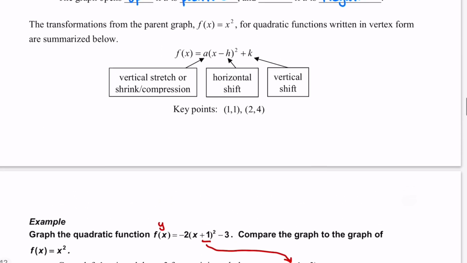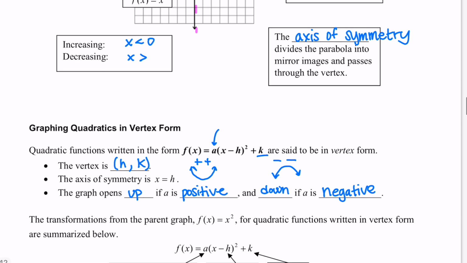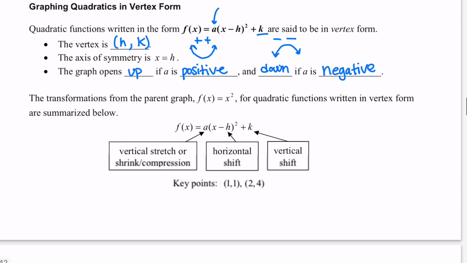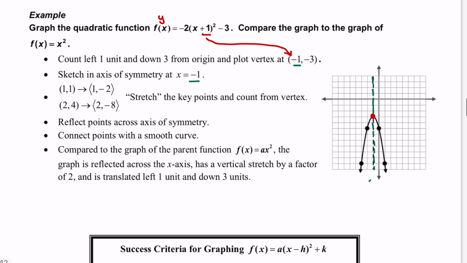Now every single parabola uses these key points that we can get from the original parent function. 1 squared is 1, 2 squared is 4. So every time I'm going to start from the vertex, go over 1, up 1, and put a point, and then over 2, up 4, and put a point. So I have these points (1, 1) and (2, 4). I can make a little t-table of 1, 1, 2, 4.